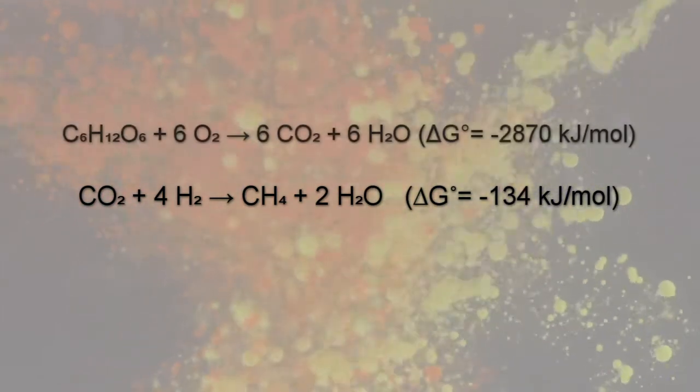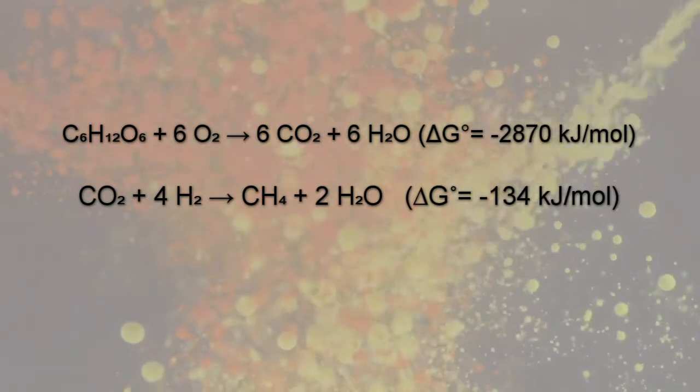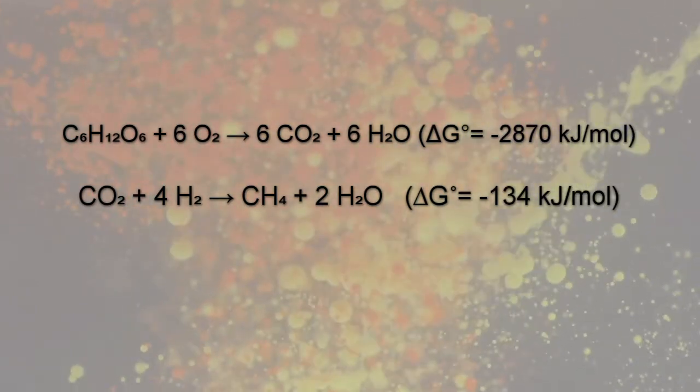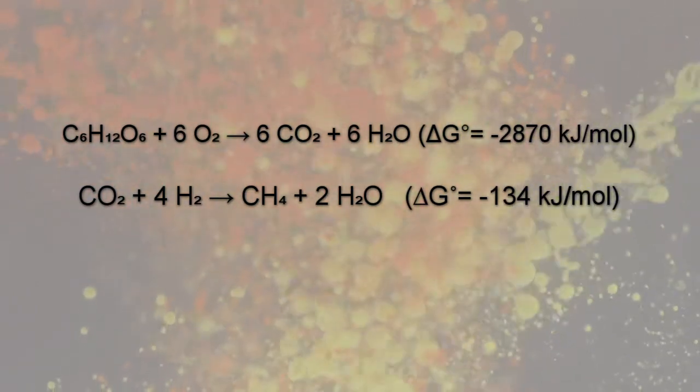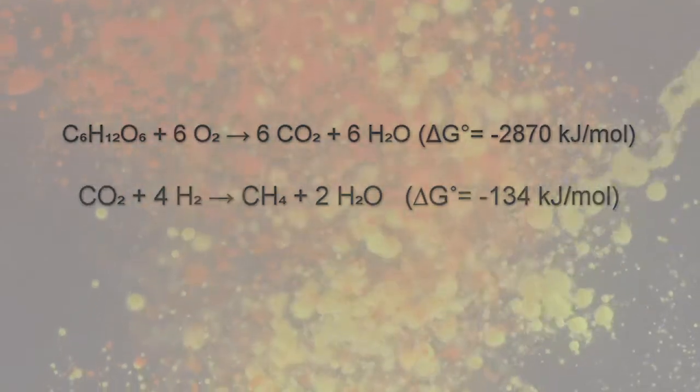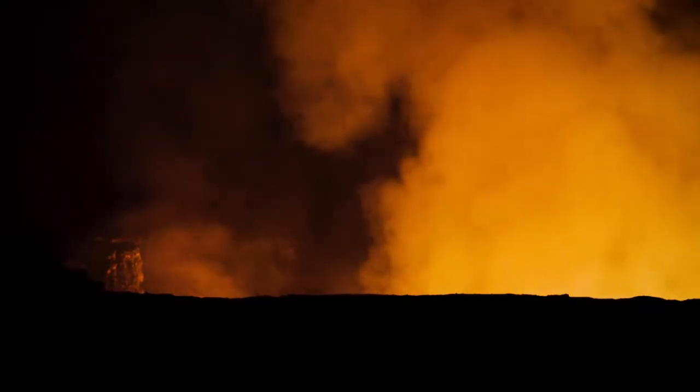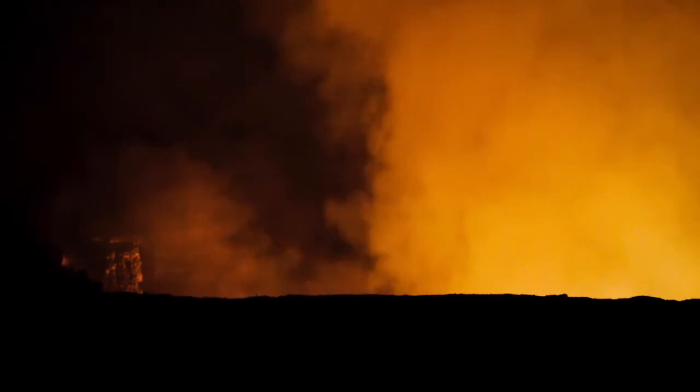Whereas the delta G of the oxidative breakdown of glucose is minus 2,870. I say under standard conditions because delta G varies according to temperature and pressure, so keep this in mind if your alien's natural habitat is like a pressure cooker or something.